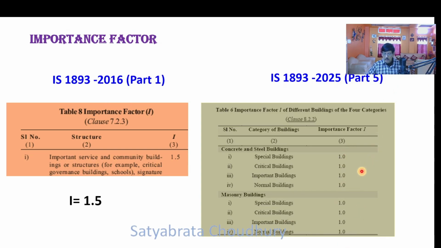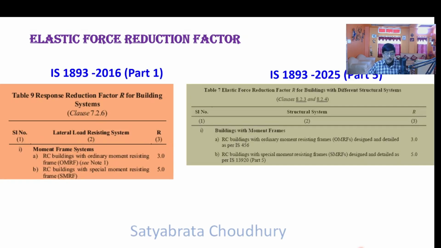In fact, for all kinds of buildings, importance factor in the new code is 1.0. So I equal to 1.0 here. Now let us take the elastic force reduction factor. It was called as response reduction factor in the previous code. In both the codes, the symbol is given as R.